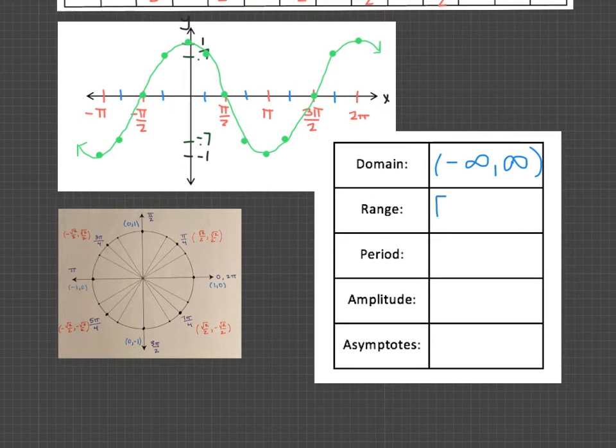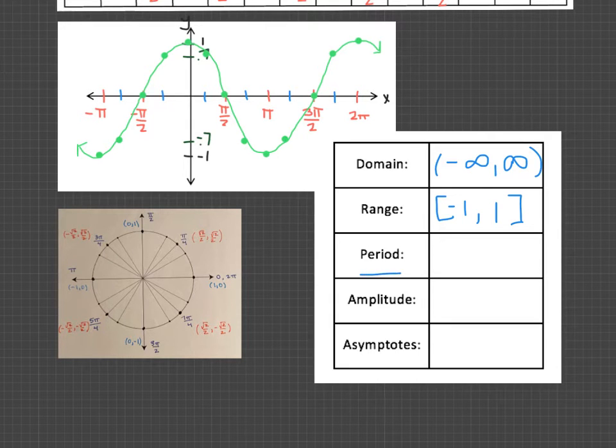So it's included, we use a bracket. Maximum point, we've got +1, and again, if we extend it to the left and the right, we would continue to get that +1 function value showing up. So it's included, we use a bracket on that end. So the range goes from -1 to +1 inclusive.